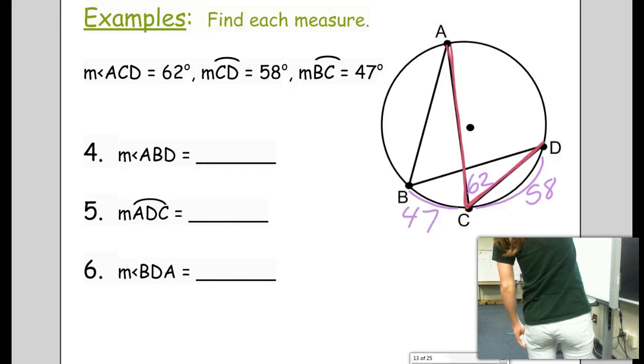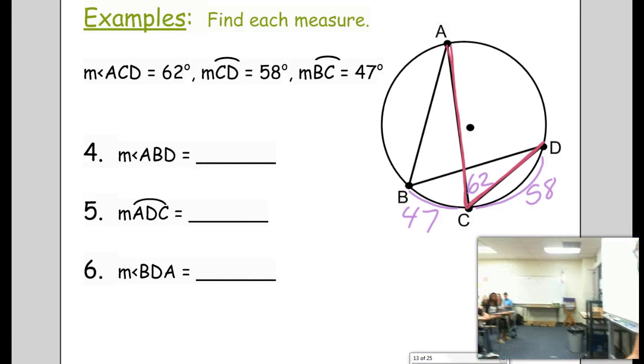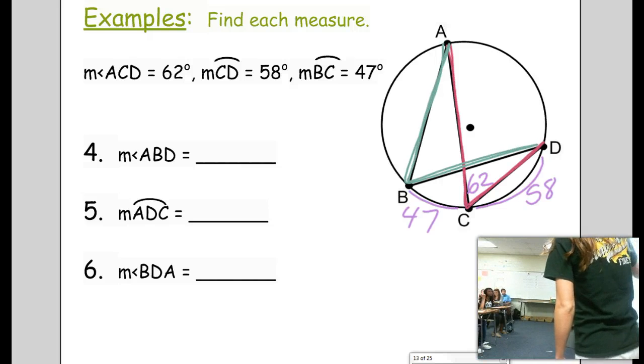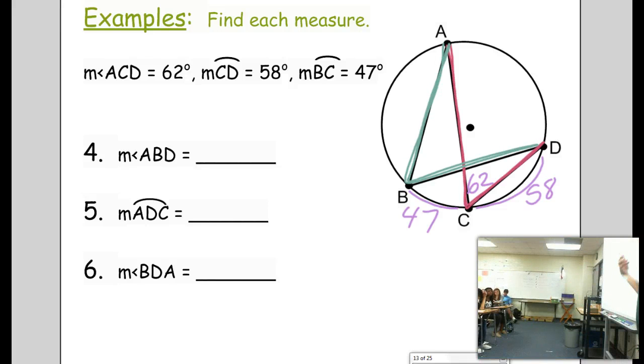I want you to look at that red angle, and I want you to also look at the teal angle. And I want you to notice what arc they are intercepting. Okay, green. What arc is the red angle intercepting? What arc? Torin. What arc is the red angle intercepting? AD. Yes. Julius, what arc is the green angle intercepting? The same one. Name it.